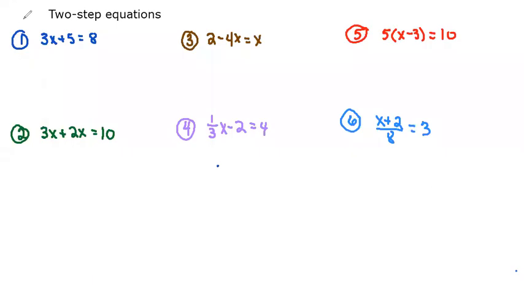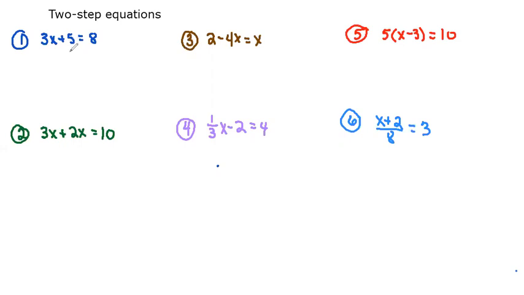Hi everyone, today we are talking about two-step equations, meaning that it should only take us 2 steps to get to our answers. Remember that we would like to have all of the variables on one side of the equation and the constants on the other side.